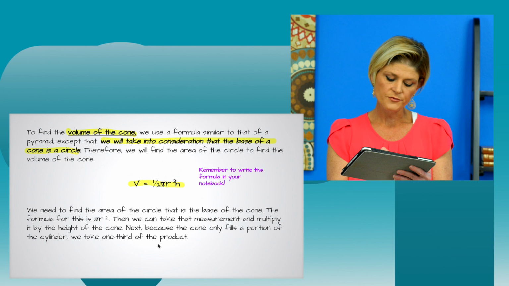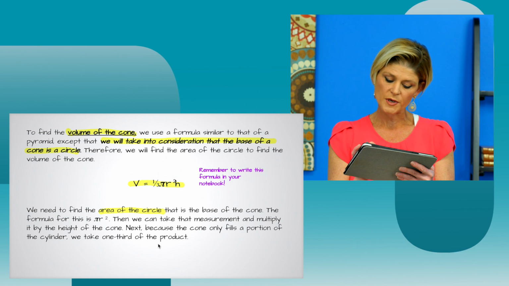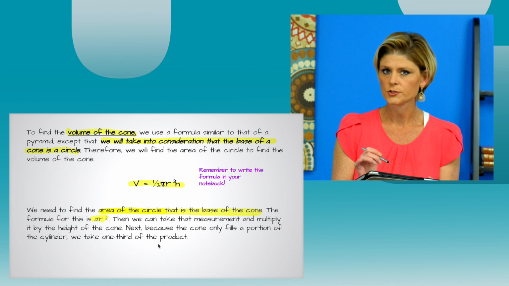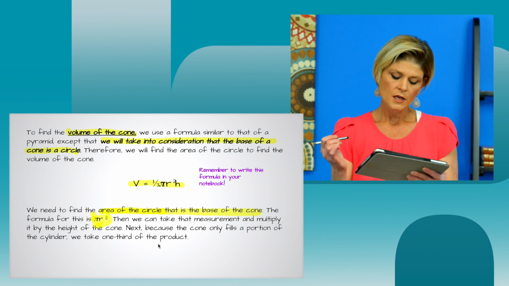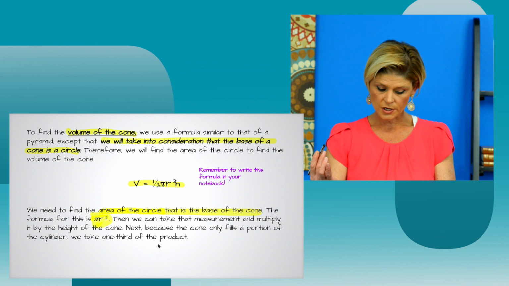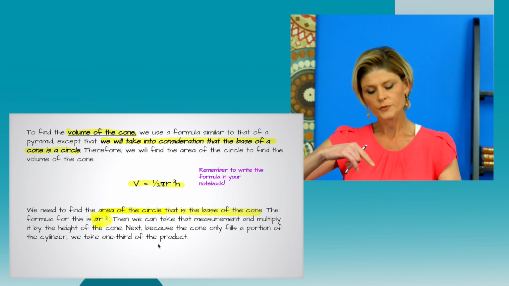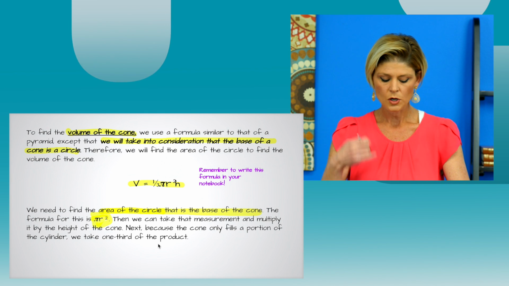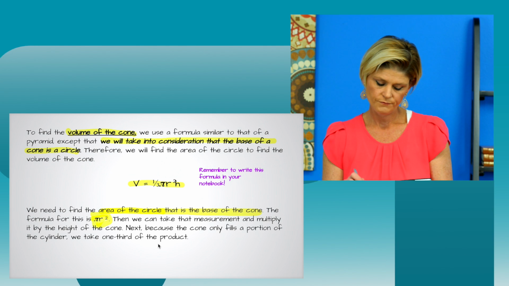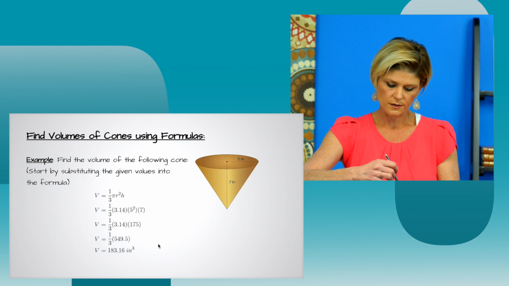Okay, so we need to find the area of the circle that's the base of the cone. Highlight that for you. And that formula will be pi r squared. That's pretty easy. Okay, next we can take that measurement and multiply it by the height of the cone. And next, because the cone only fills part of the cylinder, we're also going to multiply 1/3 into that formula. So let's take a look at it.